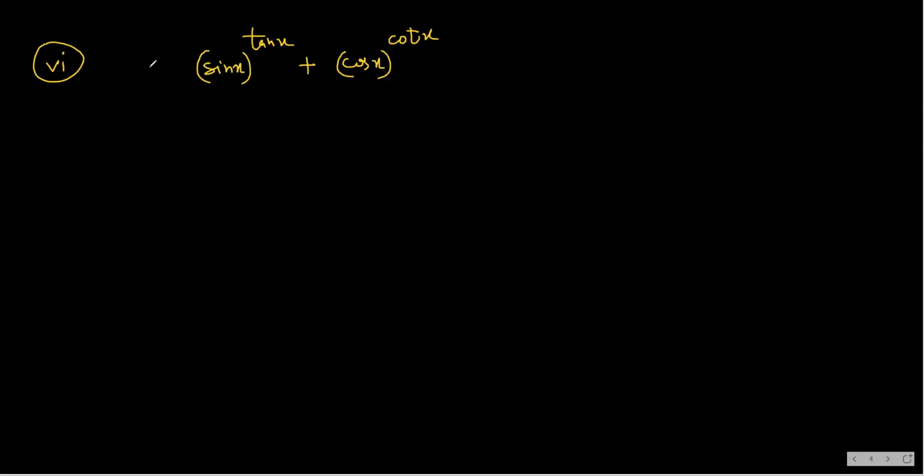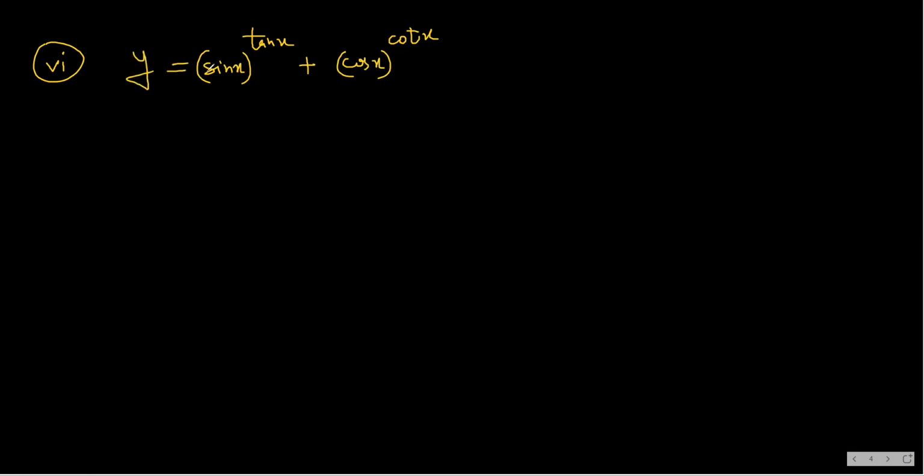Okay, so this is another sub question in the same question, number 2. It says differentiate sin x raised to tan x plus cos x raised to cot x. What is the first step? The first step is you will write this as y.